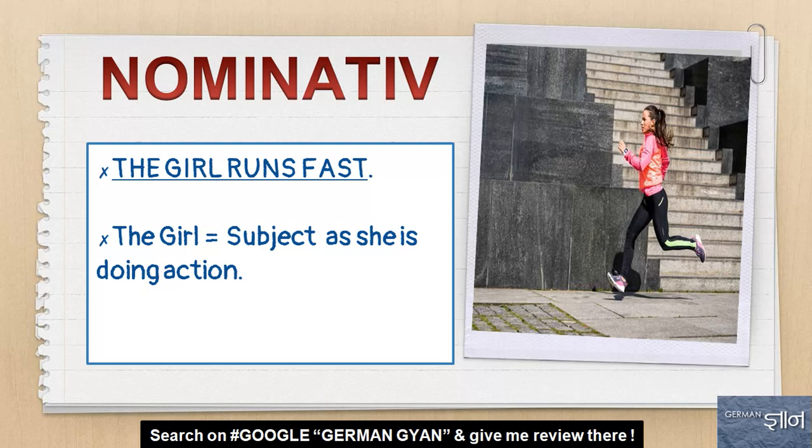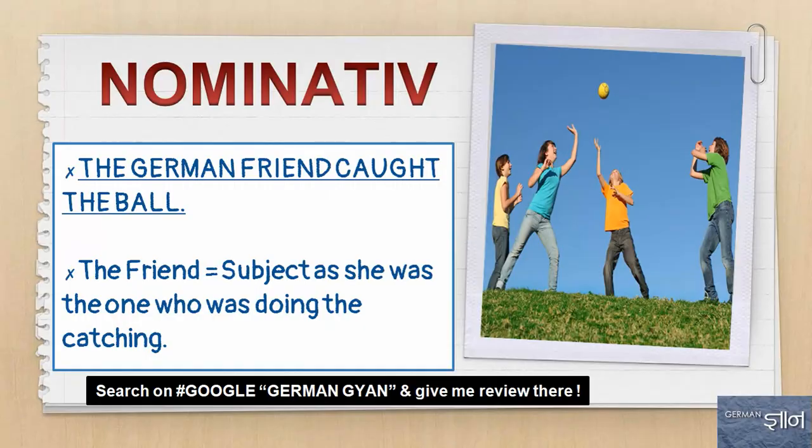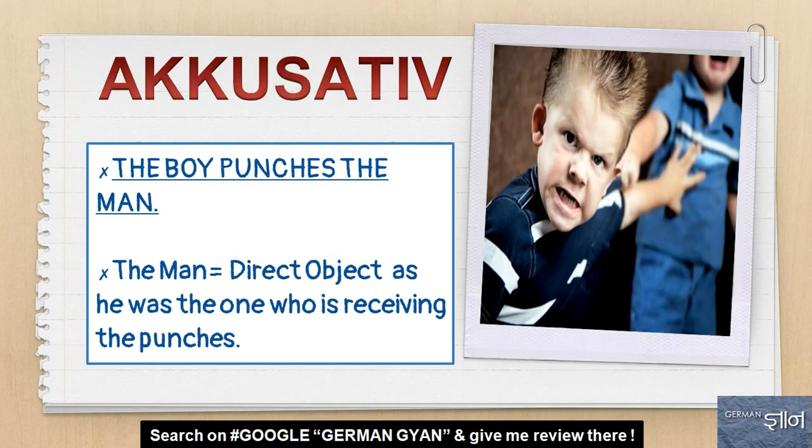The girl runs fast. So here the girl is the subject as the girl is doing the action. The second example, the German friend caught the ball. Here, the friend is the subject as she was the one doing the catching. So this was the nominative, and now let's go to accusative.